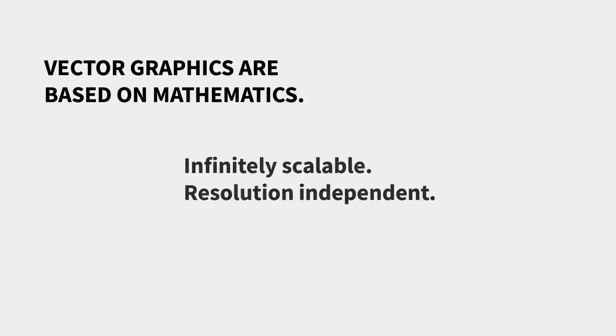On the other hand, a vector graphic is based on mathematics and is created by plotting points along a grid, known as anchor points. These anchor points are connected by line segments or paths. This allows vector graphics to be infinitely scalable and independent of resolution until you choose the intended output for your graphics.